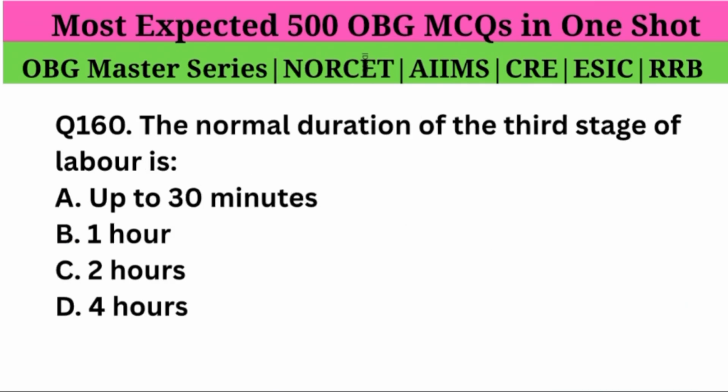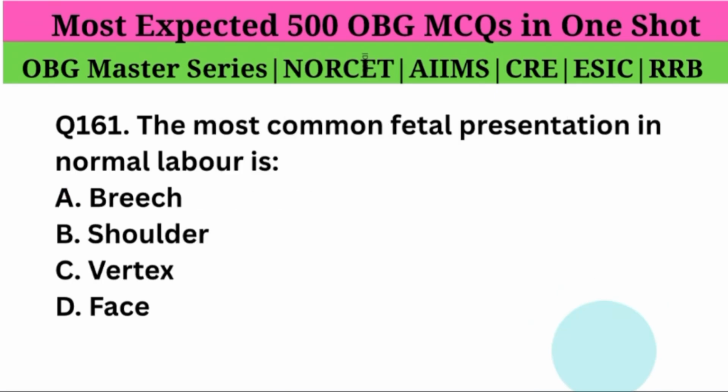Next question, the normal duration of the third stage of labor is. Your correct option is option A, up to 30 minutes. Next one, the most common fetal presentation in normal labor is. Your correct option is option C, vertex.